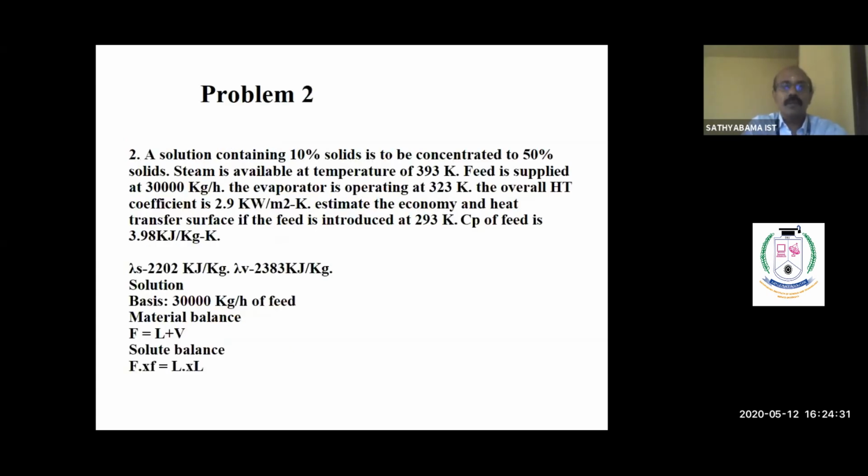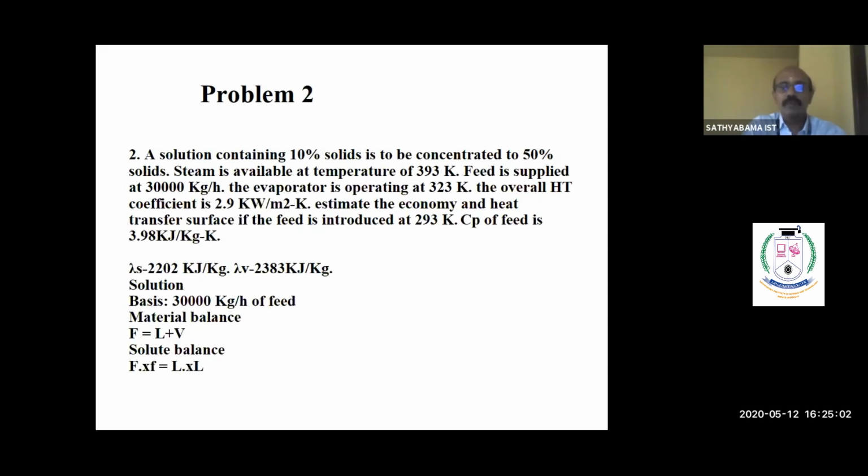So coming to problem 2, which is based on the heat capacity method. A solution containing 10% solids is to be concentrated to 50% solids. Steam is available at a temperature of 393 Kelvin. Feed is supplied at 30,000 kg/h. The evaporator is operating at 323 Kelvin. The overall heat transfer coefficient is 2.9 kW/m² K. Estimate the economy on heat transfer surface if the feed is introduced at 293 Kelvin. The CP of feed is 3.98 kJ/kg K.